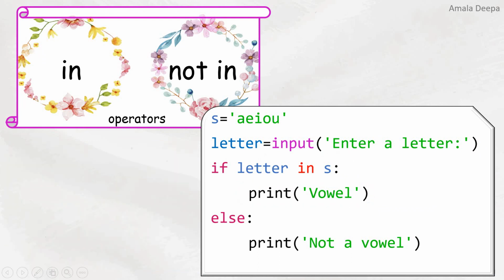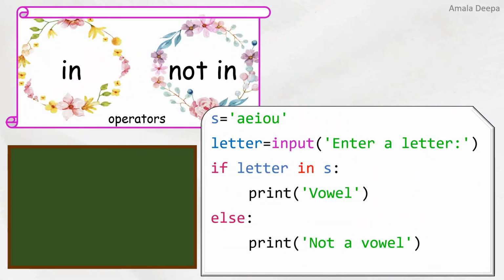Now this time, let me give the input as the letter D. So in the if statement, if letter in vowels, now the value of letter is D and vowels has the value AEIOU. So D in AEIOU, that is the condition which is checked now. D is not present in AEIOU. So this condition, letter in vowels, will give false.